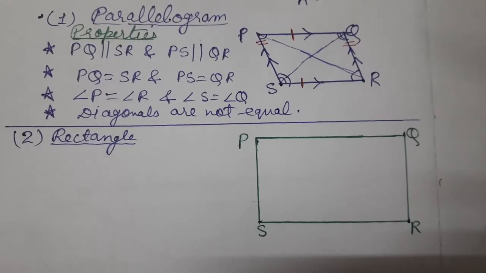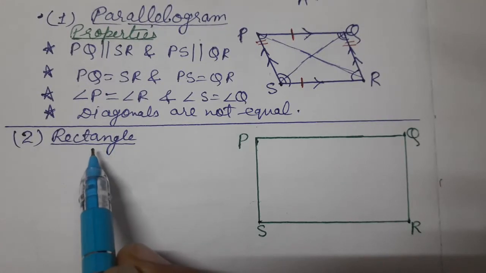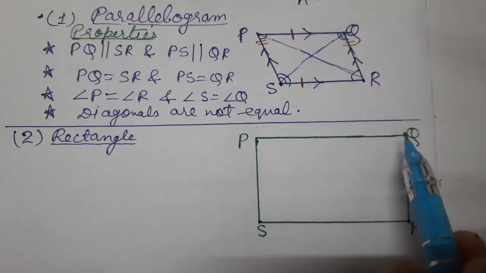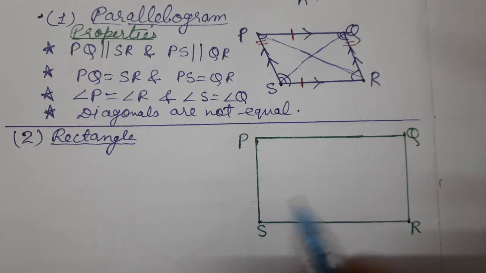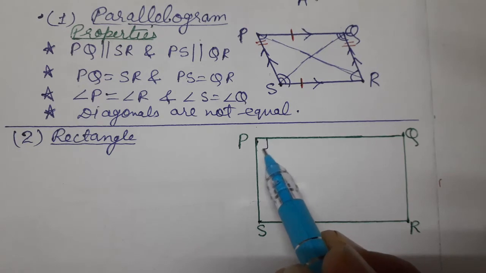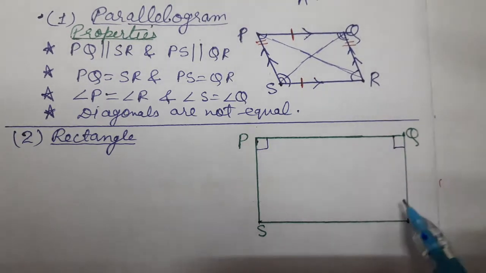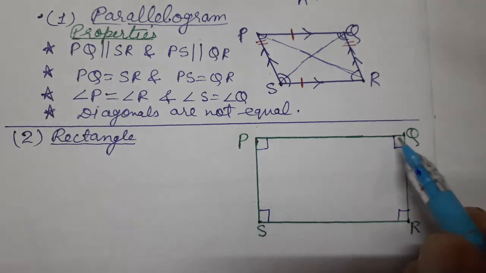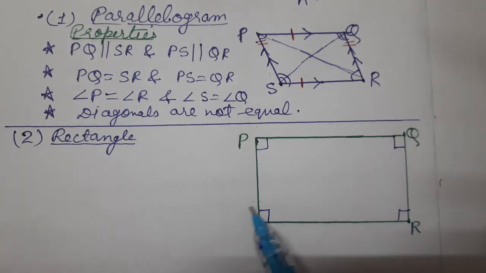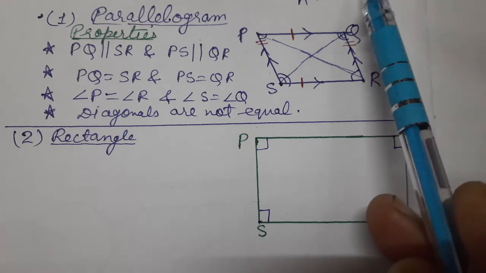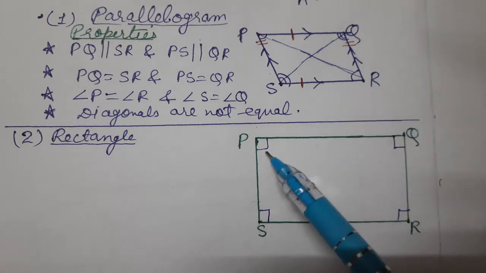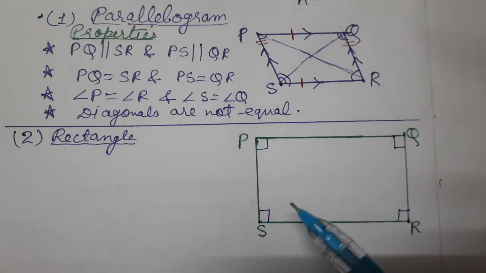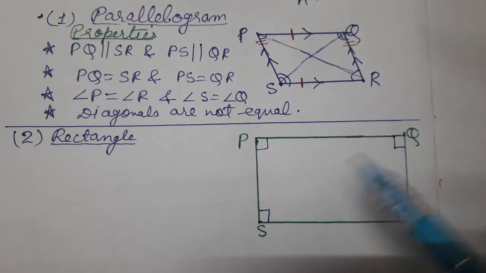Now rectangle. This is the second member of the parallelogram family. And now see, you know this is 90 degrees. All angles are 90 degrees in a rectangle. We can observe these are perpendicular to each other. We have studied perpendicular. So all angles are 90 degrees, then it is a rectangle. अगर in a quadrilateral में अगर सारे angles 90 degree हो जाते हैं, then we call it a rectangle.